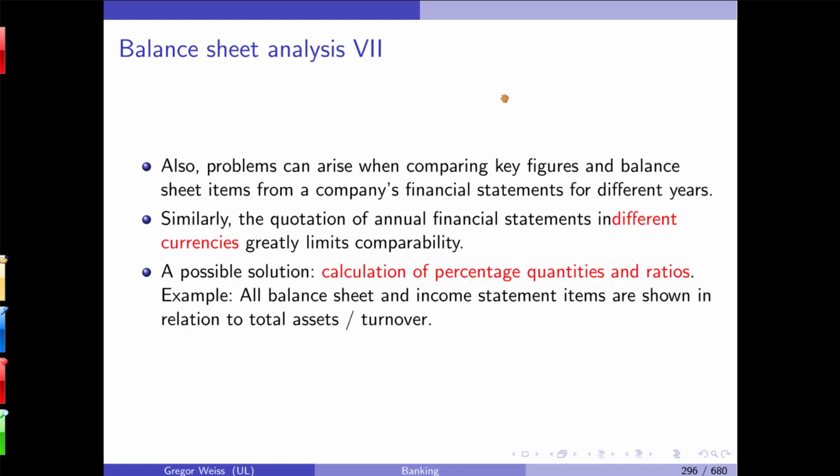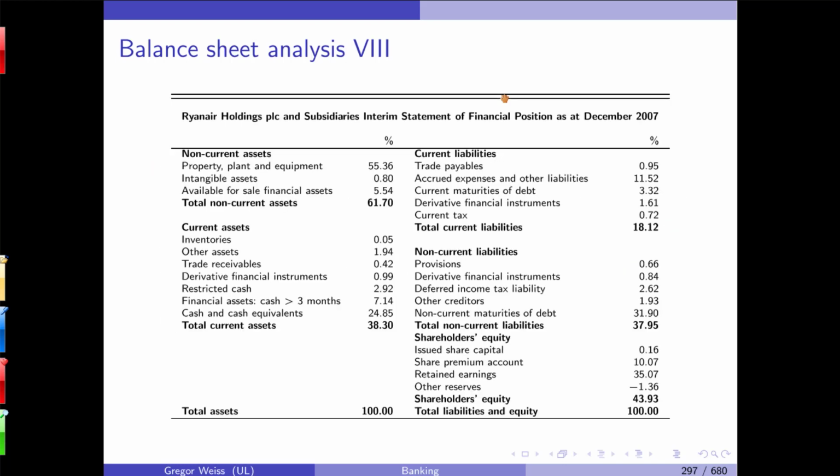It also is difficult to compare annual report data across time. Financial ratios will change. You have different times in the business cycle you might be looking at, and different currencies and so on. So one solution is to calculate percentage quantities, financial ratios. Here you can see all those balance sheet items expressed as ratios with respect to total assets.